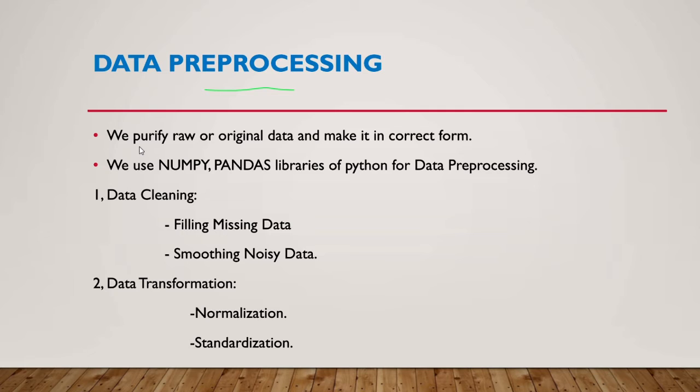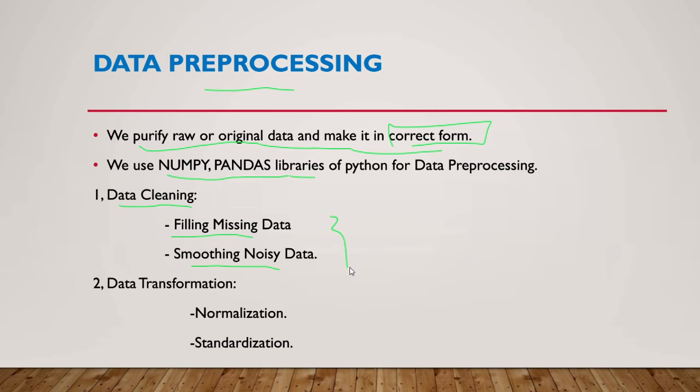So in data preprocessing, we purify raw or original data and put it in the correct form. How can we put our original data in the correct form? With the help of the NumPy and Pandas libraries of Python. We will see the practical implementation of NumPy and Pandas in our machine learning and data science series. So in data preprocessing, we have a technique called data cleaning, and in data cleaning we have two steps: filling missing data and smoothing noisy data.